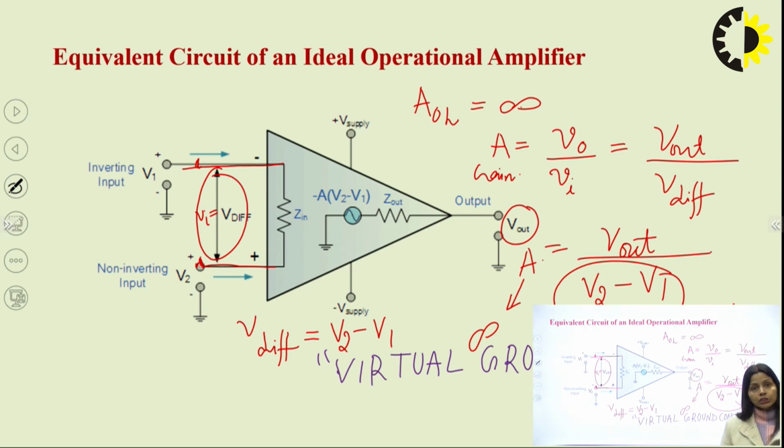and here this is nothing but V2 minus V1, the difference voltage which is given to the two inputs of the OPAMP, that should be 0. This is one.